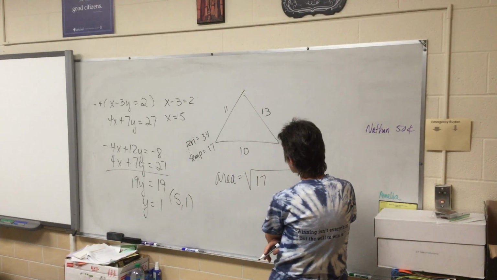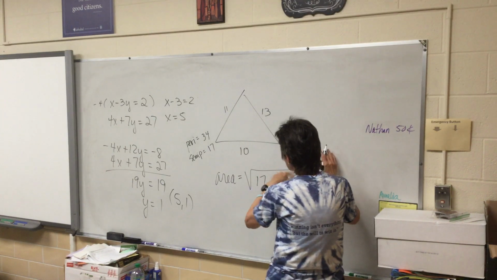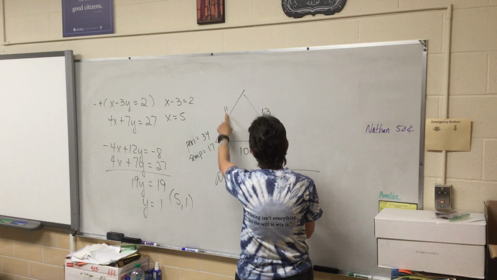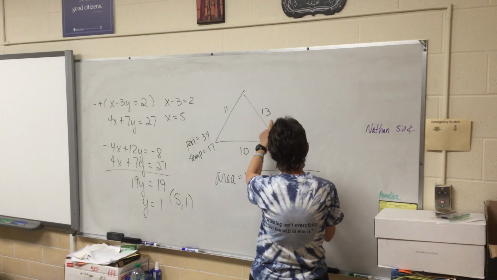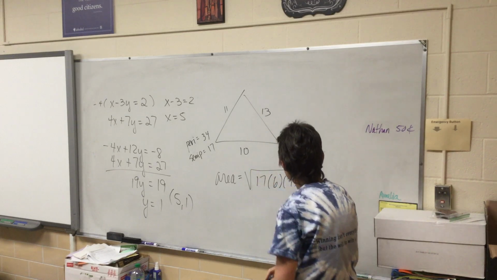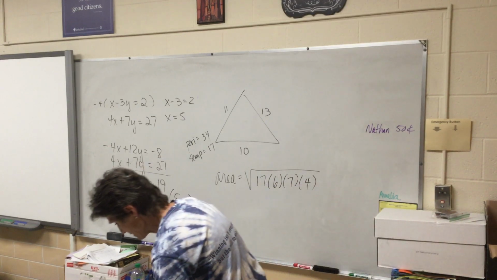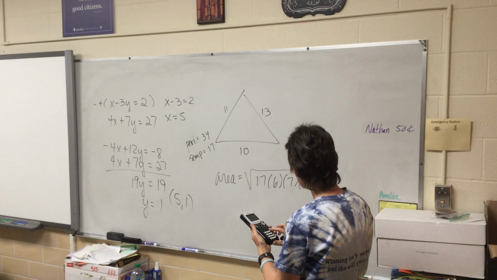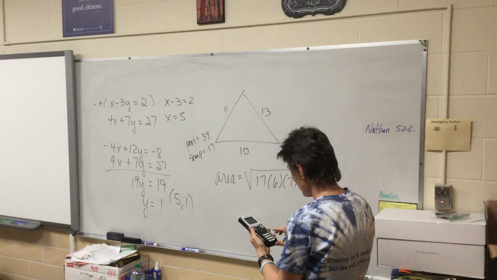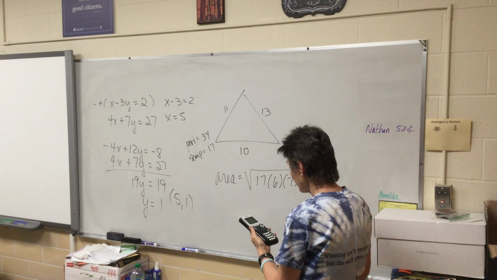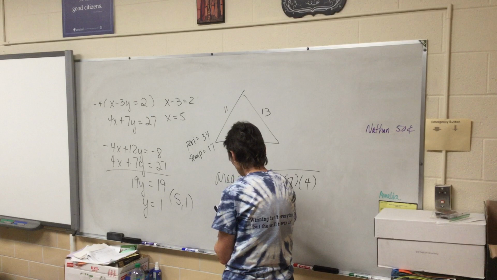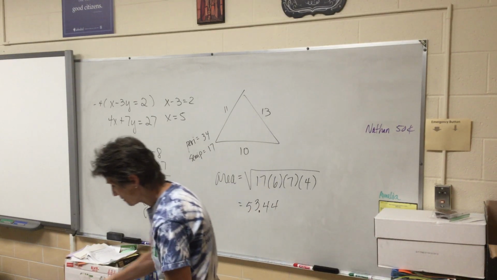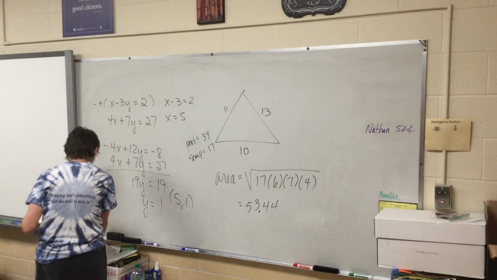All right, so semi-perimeter is 17. Then I'll take 17 minus each side. So 17 minus 11, 17 minus 10, 17 minus 13. Now this is obviously a calculator problem, so you just type all that in. 17 times 6 times 7 times 4, square root the whole shebang, and your area is 53.44. If you spend time studying, that is another very simple problem.